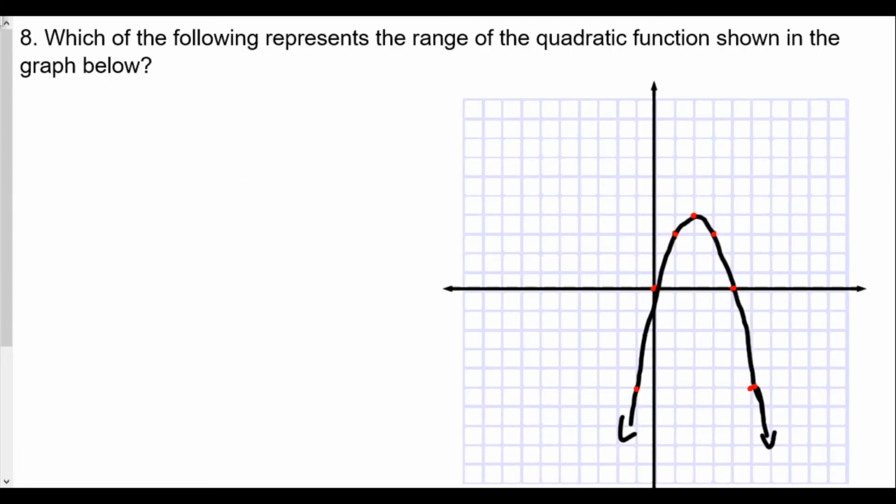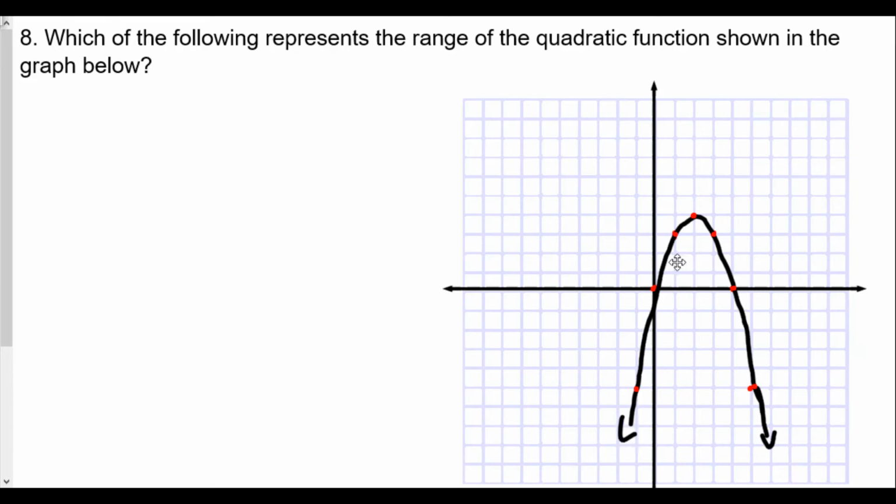Question number 8. Which of the following represents the range of the quadratic function shown in the graph below? The range represents all the possible y values. We see in this case the arrows of our graph are pointing downwards. This means the graph will continue traveling downwards without stopping. So our y values keep going on for the left side.